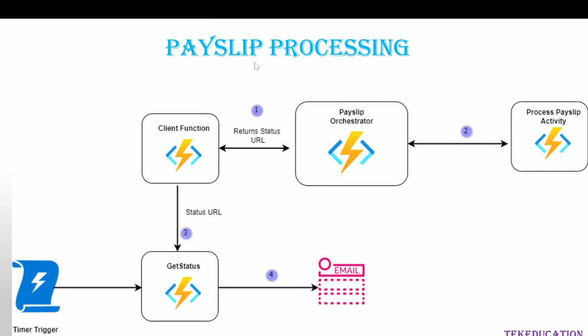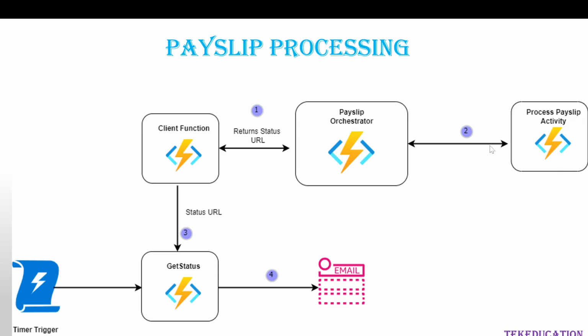Payslip processing. Consider a use case where you are uploading multiple payslips using a web application, and the processing of these particular payslips will take around 4 to 5 hours. In that particular scenario, you will be able to use this. The client function will invoke a payslip orchestrator. This payslip orchestrator will invoke process payslip activity. This is the activity function which is going to take 4-5 hours.